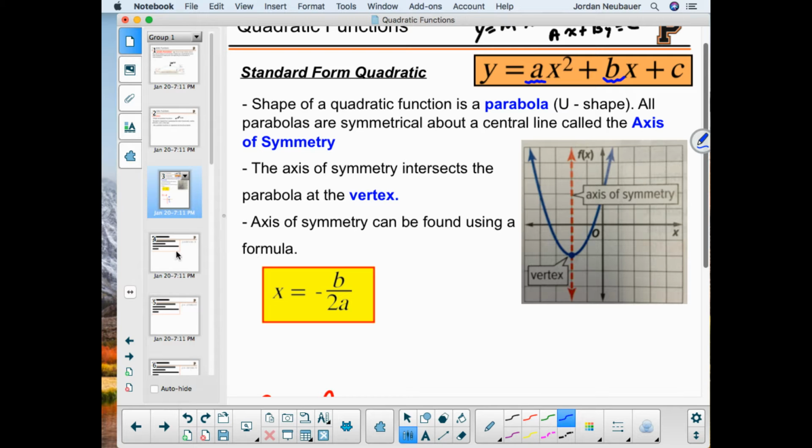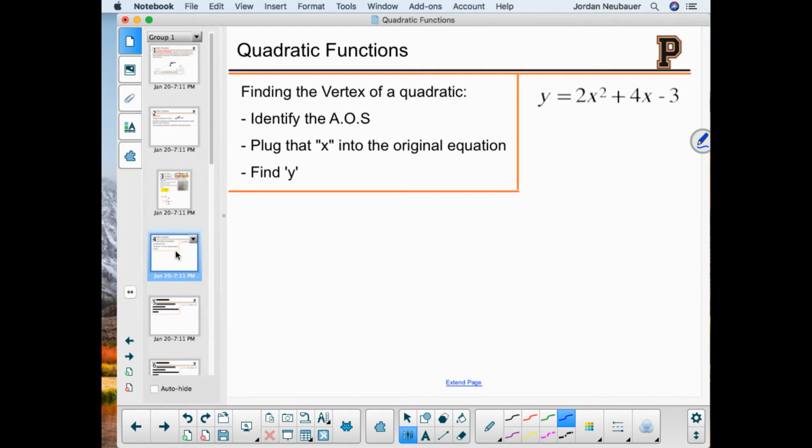All right, so we're going to start by just giving you a quadratic and finding the vertex. We're going to find where that max or minimum point is. And it's really simple. First thing, identify that AOS. We're going to find where that parabola will be symmetric. And that's given by this formula, opposite b over 2 times the a value. So with this specific quadratic, our b value is the number 4. Our a value is the number 2.